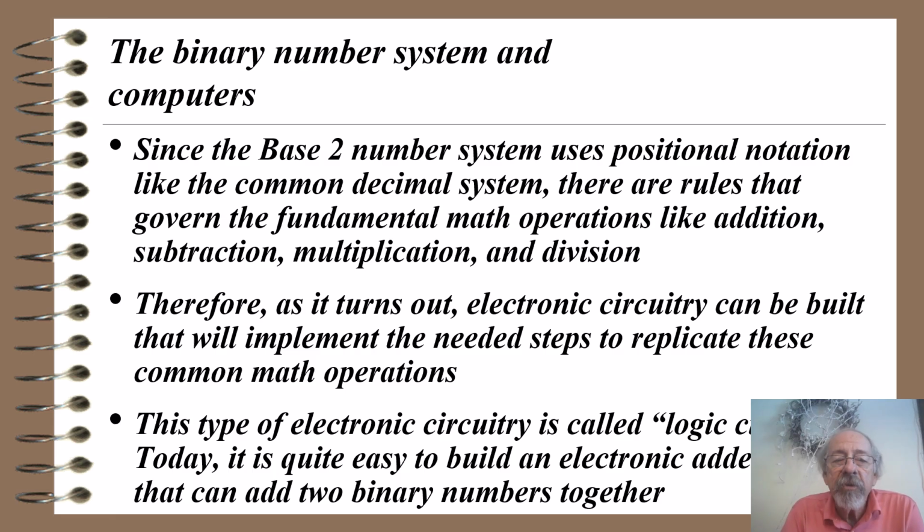So what about the binary number system in computers? Since the base 2 number system uses positional notation like the common decimal system, there are rules that govern the fundamental math operations like addition, subtraction, multiplication, and division, just like you learned in elementary school. Therefore, as it turns out, electronic circuitry can be built that will implement the needed steps to replicate these common math operations. This type of electronic circuitry is known as logic circuitry. Today, it's quite easy to build an electronic adder circuit that can add 2 binary numbers together.